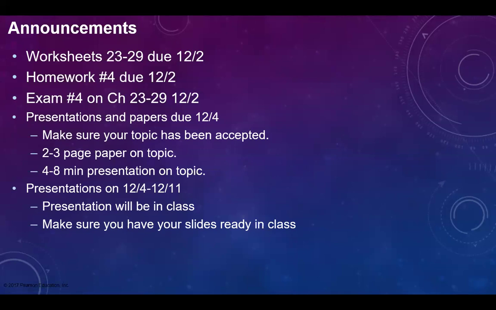Worksheets 23 through 29 and homework number 4 are due on the 2nd. Our last exam on chapters 23 through 29 will also be on the 2nd. That's right after Thanksgiving. Our presentations and our papers are going to be due on the 4th. So make sure your topic has been accepted. It's a 2 to 3 page paper on the topic and a 48-minute presentation on the topic. And the presentations will be from December 4th to December 11th in class.